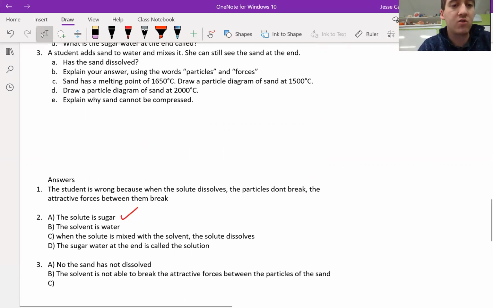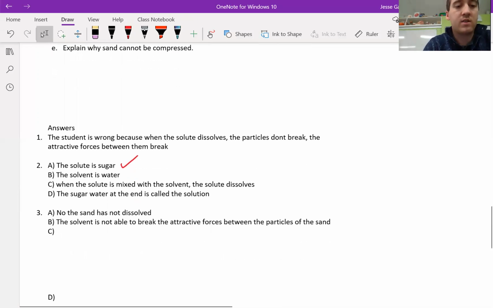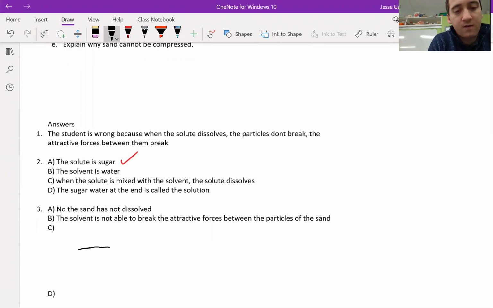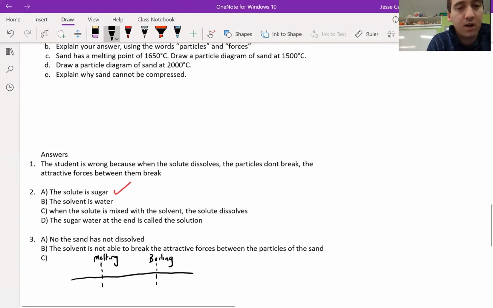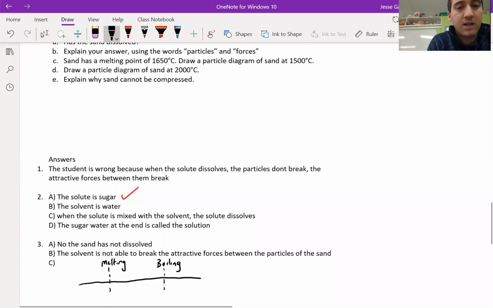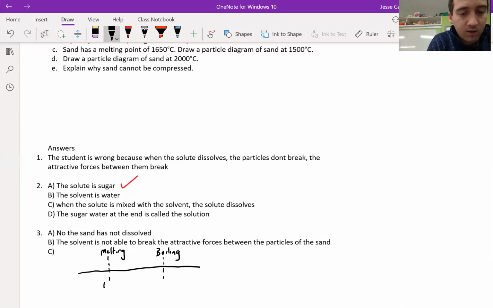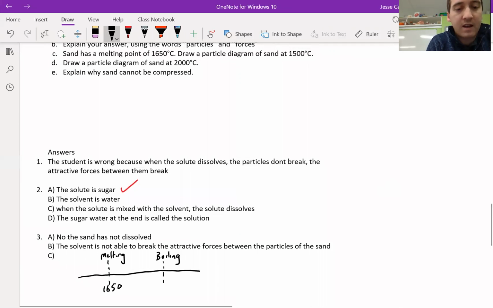C and D then need me to draw. Sand has a melting point of 1650 degrees. Draw a particle diagram of sand at 1500 degrees. Okay, if you think about the number line that we did the last day, on our number line we have our melting point and we have our boiling point. Now, we don't know the boiling point right now. We know that the melting point is 1650 degrees. And it's asking us to draw a particle diagram of sand at 1500 degrees.